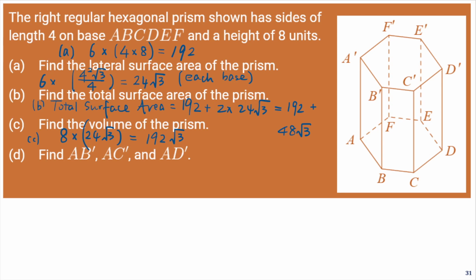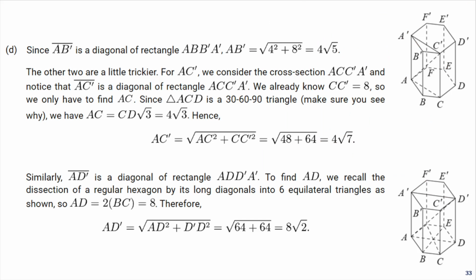Okay, next question D. Find the length of AB prime, AC prime, and AD prime. First, since segment AB prime is a diagonal of rectangle ABB prime A prime, we have AB prime equals square root of 4 squared plus 8 squared. This gives us 4 square root 5. The other two are a little trickier.